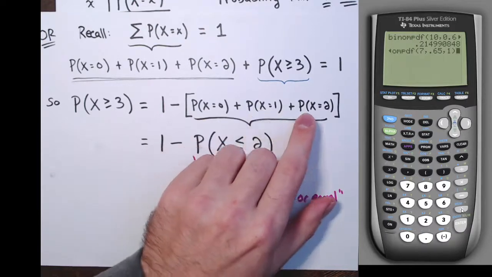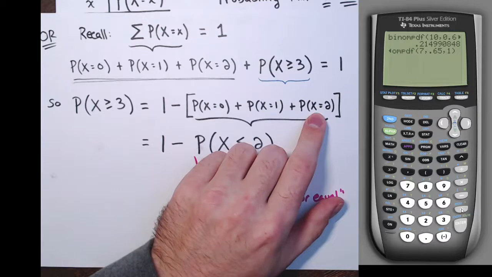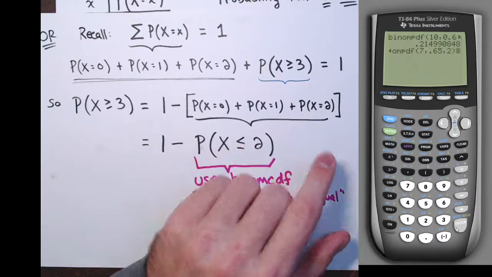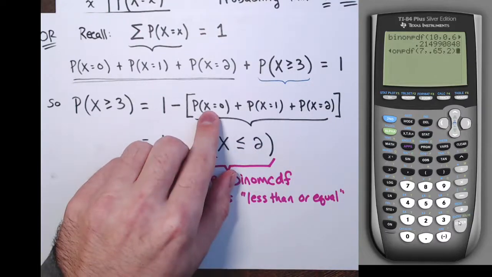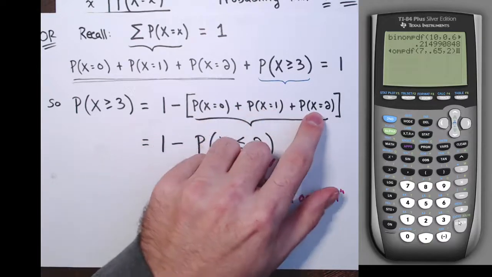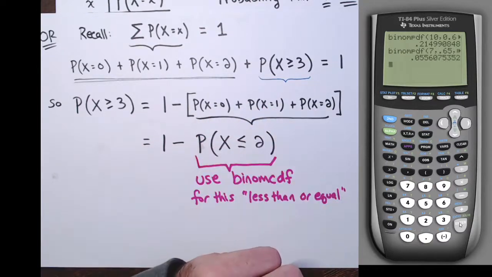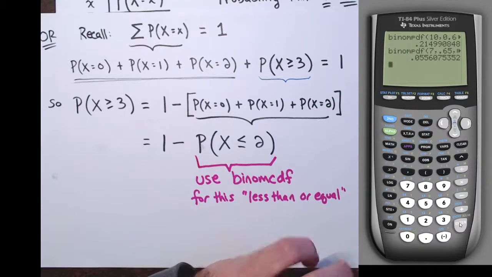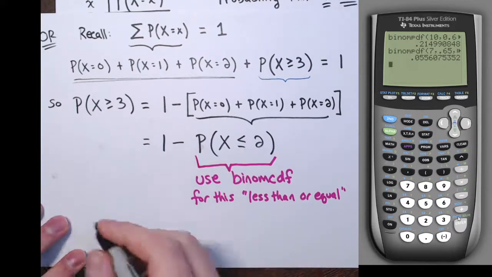And then I'm going to add one more to this, the probability that x equals 2. So again, plus distributions, alpha A, 7 trials, 0.65, but now 2 successes. So now I have the probability of exactly 0 successes plus the probability of exactly 1 plus the probability of exactly 2. Let me show you what this is. 0.055607.